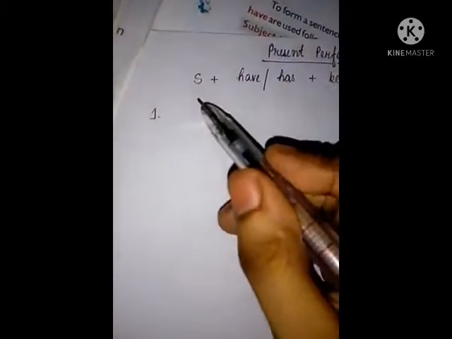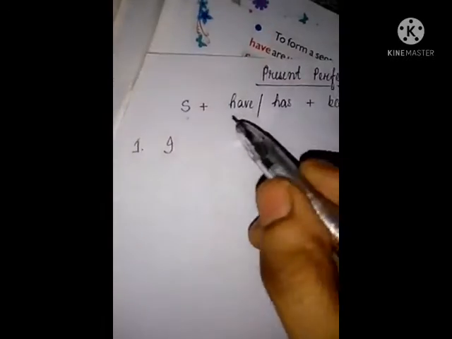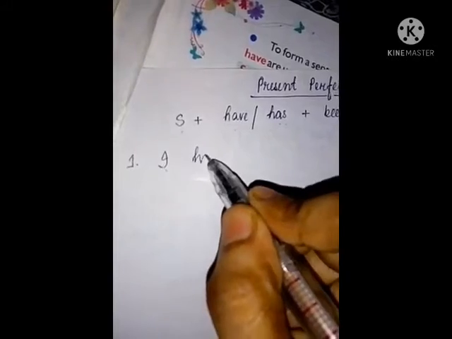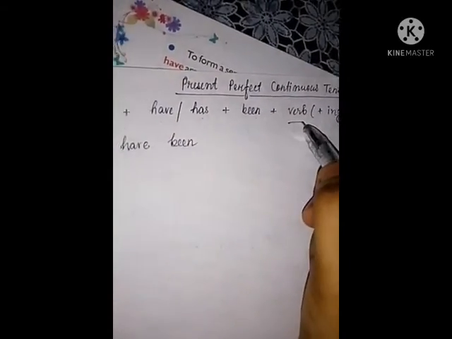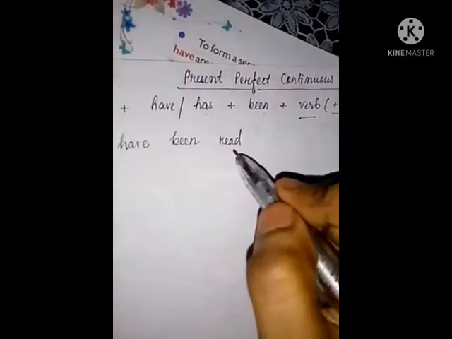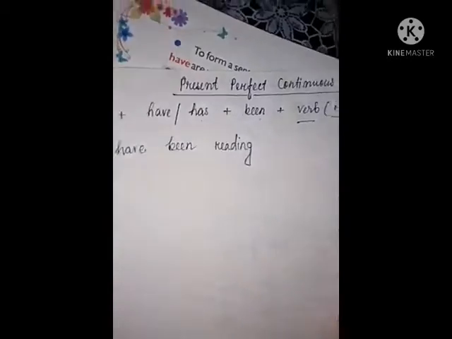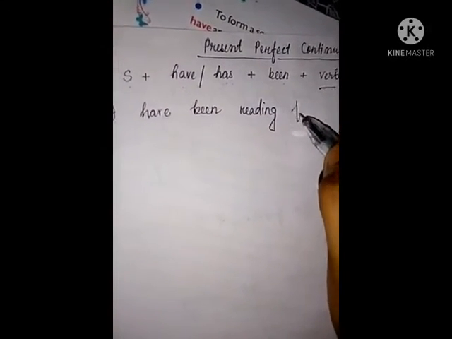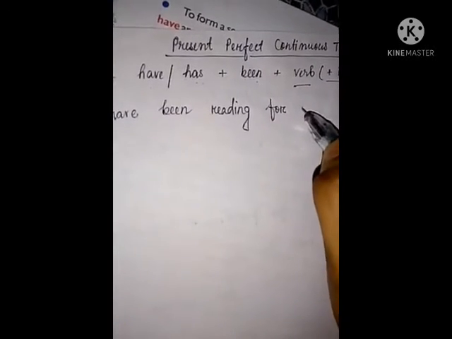So say I am taking an example. Subject I. With I, which is used between have or has, have is used. Okay, I have been. Verb, use any verb, read. Then we have to add ing. I have been reading plus object. If you want to give object then give I have been reading for 3 hours.